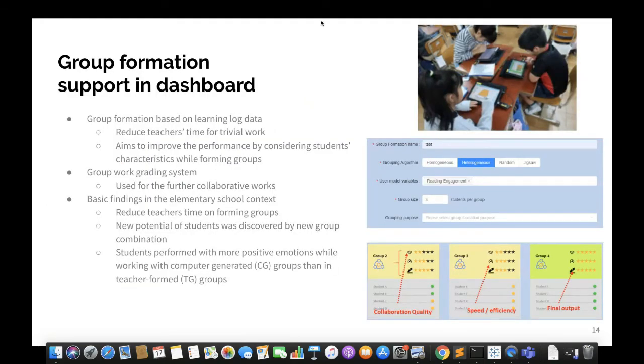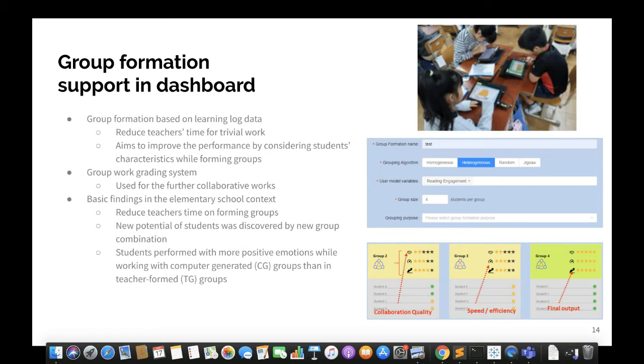Whereas there is another example where we are trying to do group formation support. There are quite a lot of activities where the teacher needs to group students and then give a certain kind of activity to that group. But how is that grouping done? Okay, in the Japanese context, even in university, we have seen that to form a group, the teacher spends more than 30 minutes of his or her time to decide and create that group.